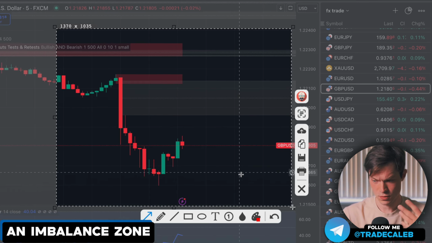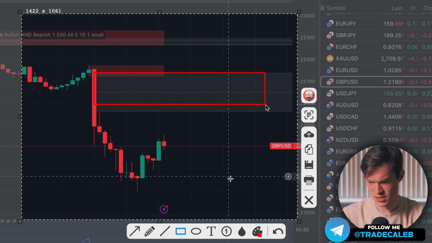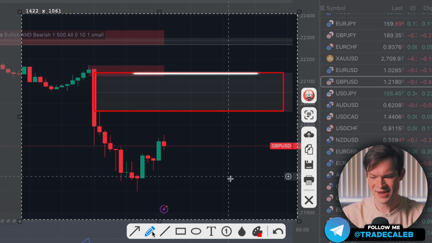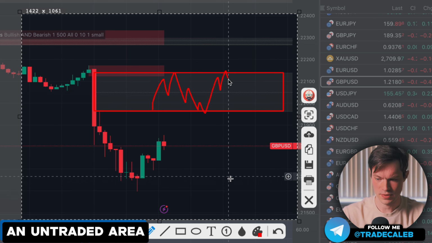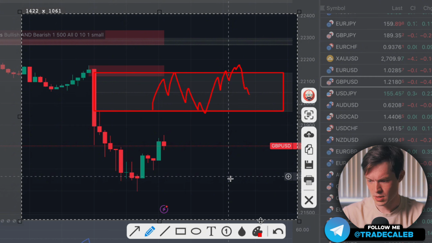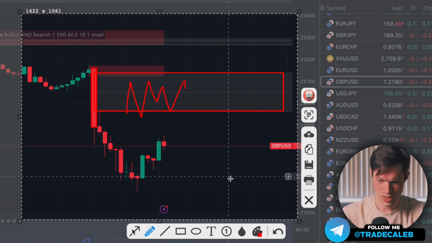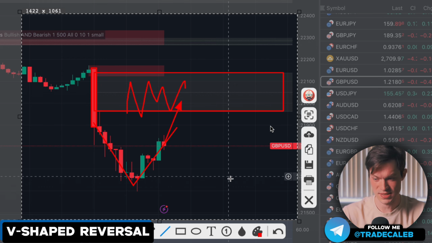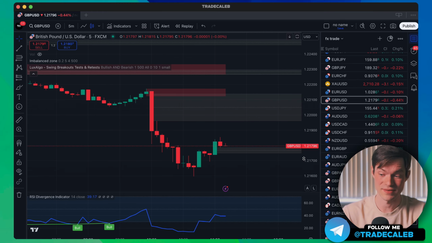We have an imbalance zone here. It looks like this. It is marked with a gray area. In fact, it is an untraded area, so there could be some chart movement here, but because we just fell down to the next level by one candlestick, we have a void left here, which needs something to fill it. So the chart obviously tends to this area, plus we have a V-shaped reversal here, which happens quite rarely, but extremely neatly.